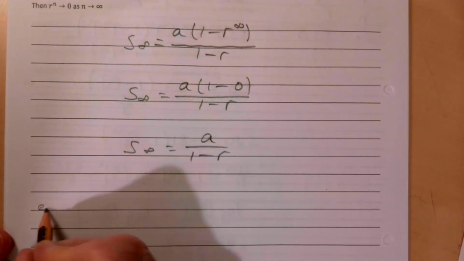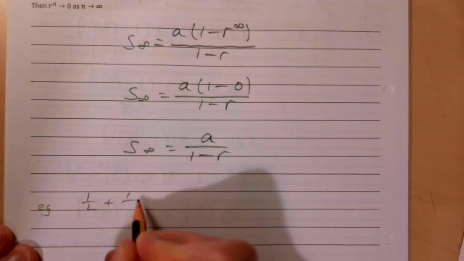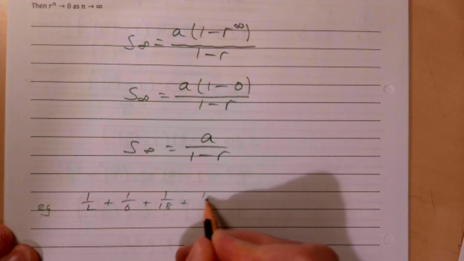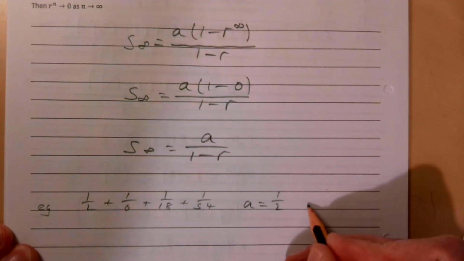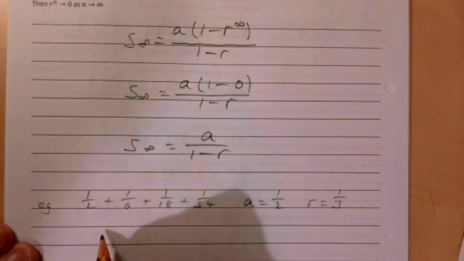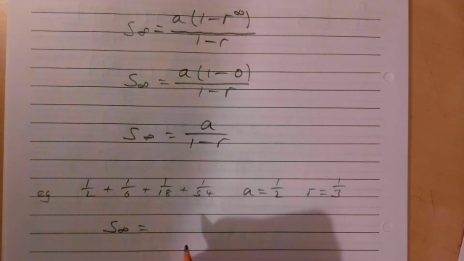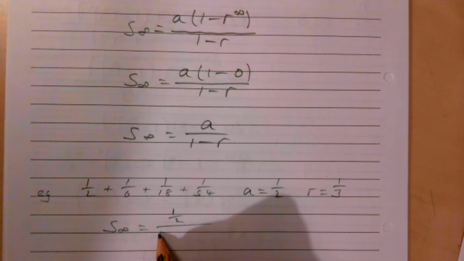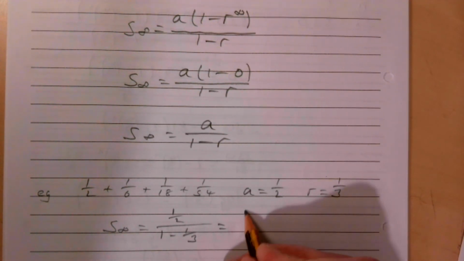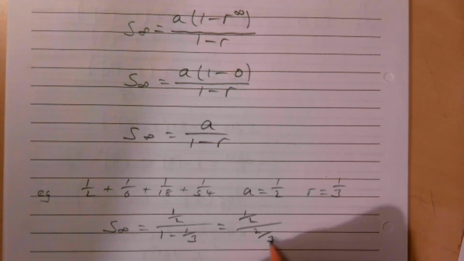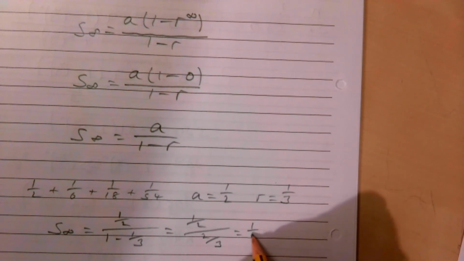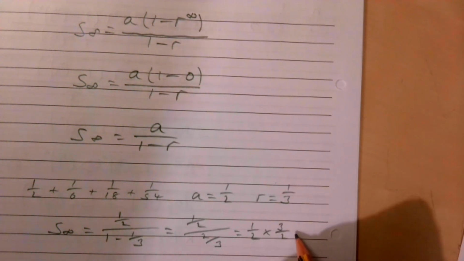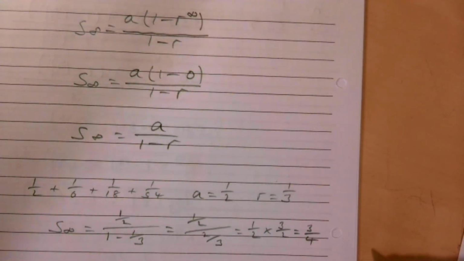Let's actually do it just for fun for this wee example. So we had a half plus a sixth plus an 18th plus 1 over 54. Our a here was a half and our r was a third. So let's find our sum to infinity. Hopefully the sums aren't too much from here. We're going to have a half on the top, all over 1 minus a third. So it's going to be a half divided by 2 thirds. So how do you do that? If we multiply top and bottom by 3, so I'm going to mess this up, we're going to go with a half multiplied by 3 over 2. I think that's right, I'll check it in a wee second. So the sum to infinity gets closer and closer to 3/4.